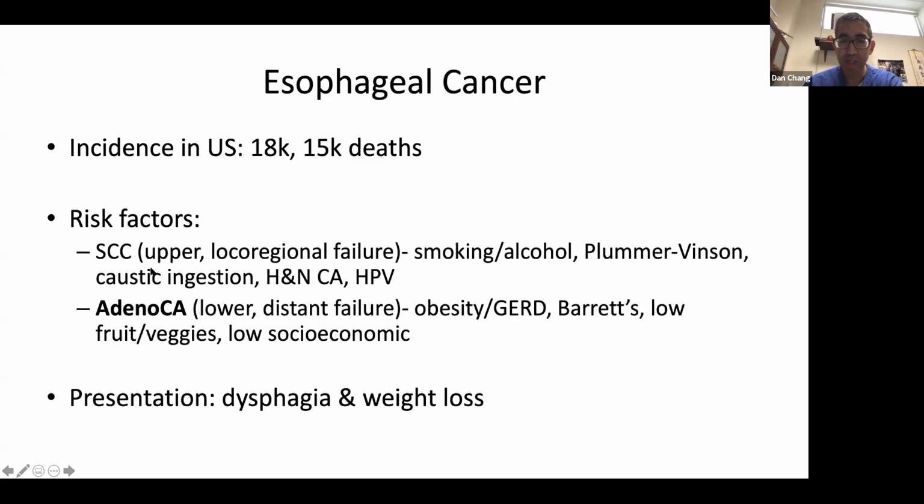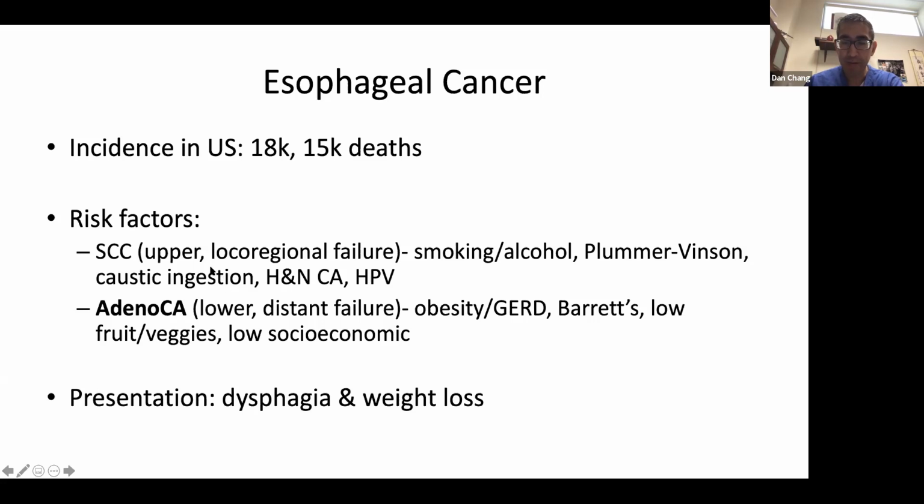But these cancers tend to occur in the upper part of your esophagus, closer to the upper airway. But when you get closer to the stomach, you tend to get a different type of histology called adenocarcinoma. Some may call it a different disease altogether. It tends to be more related to things like obesity and gastroesophageal reflux disease. Barrett's esophagus is from chronic reflux.